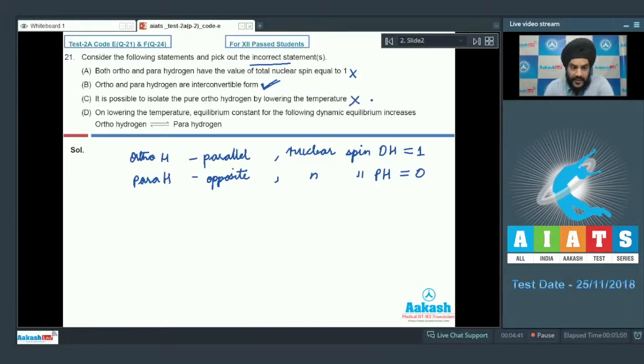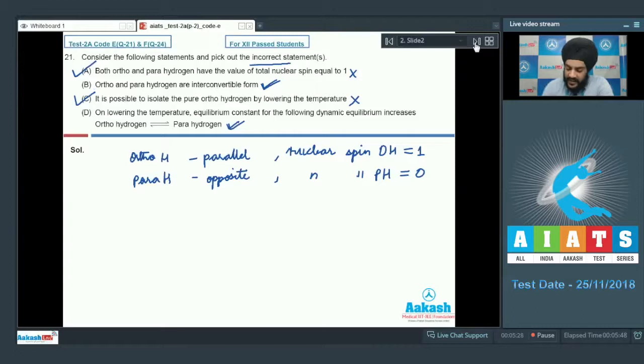So if you look at option D, which is in continuation to the option C. On lowering the temperature, equilibrium constant for the following dynamic equilibrium increases. So ortho converting into para hydrogen, this statement is correct. As the temperature of the equilibrium mixture is lowered, the equilibrium shifts in the direction of the para hydrogen. So when we decrease the temperature, we are going to get a mixture in which the concentration of para hydrogen increases. Okay. So statements B and D are correct and statements A and C are incorrect. And since in the question we have to select the incorrect statements, so we have to mark option A and option C as the answer to our question.